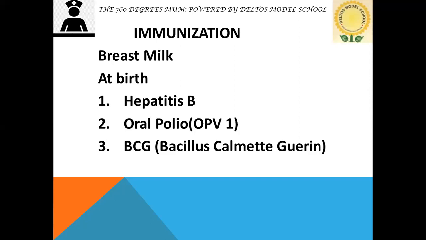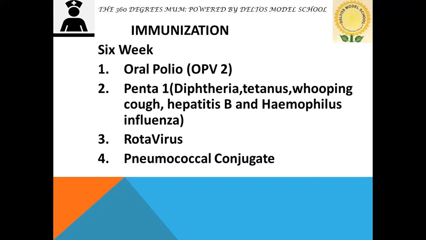you take the child for immunization. That takes BCG, Bacillus Calmette-Guérin, oral polio 1, and hepatitis B. At birth, you ensure they give your child this immunization. This is your duty as a mother. When the child is 6 weeks: oral polio, penta 1, rotavirus, pneumococcal conjugate. Penta 1 contains five different kinds of immunity: diphtheria, tetanus, whooping cough, hepatitis B, and so on.